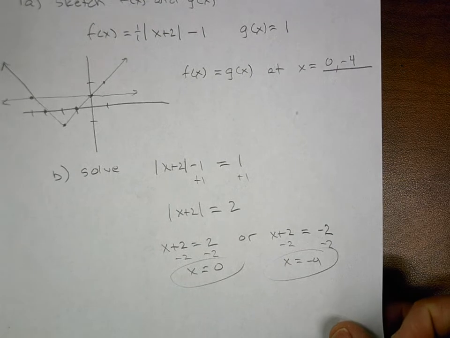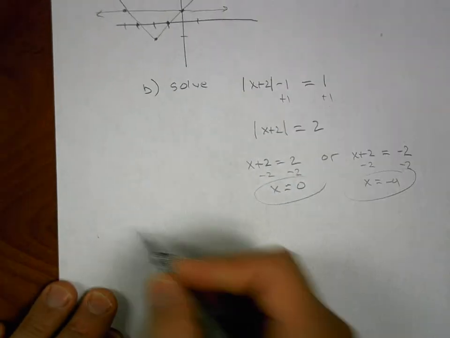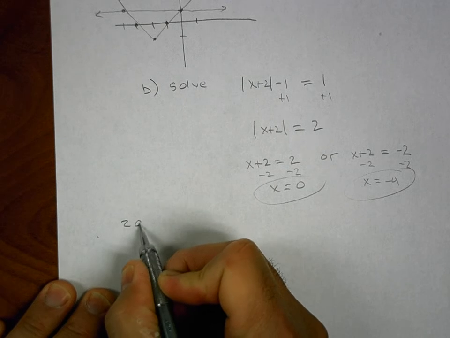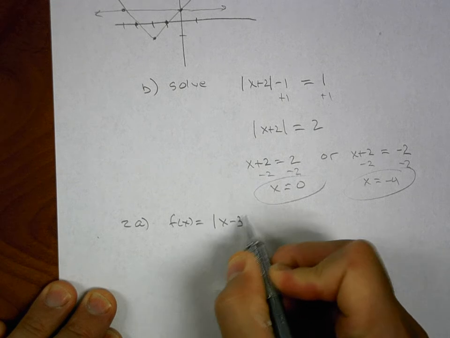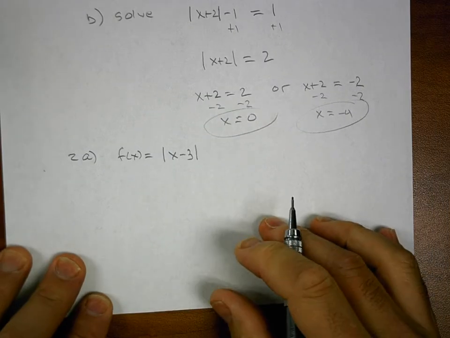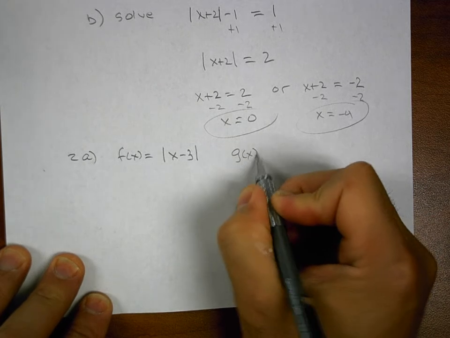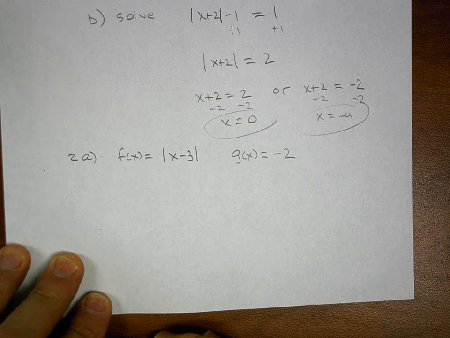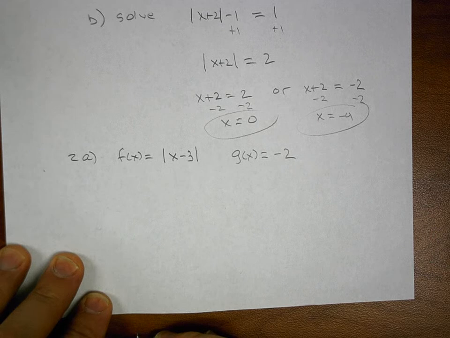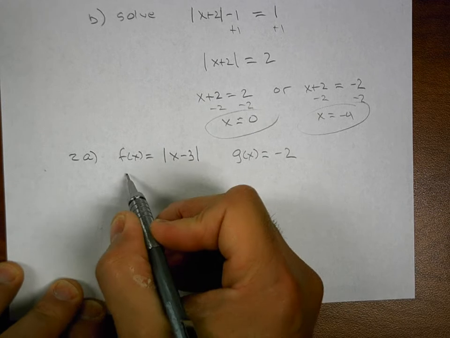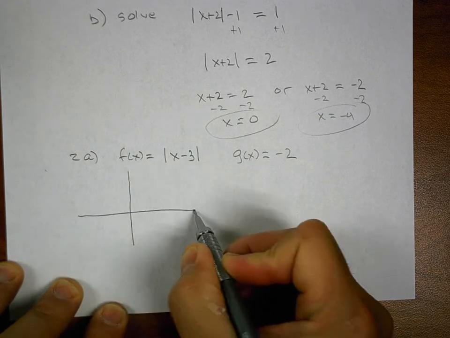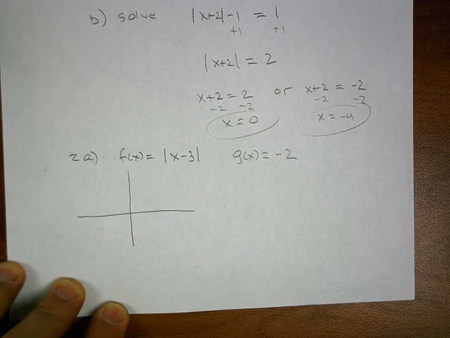Let's look at another one, 2a. f of x equals absolute value of x minus 3, and g of x equals negative 2. We'll do the same thing: sketch it out, and then see what solutions we have. The solutions are where they intersect. These are hopefully pretty easy to graph.